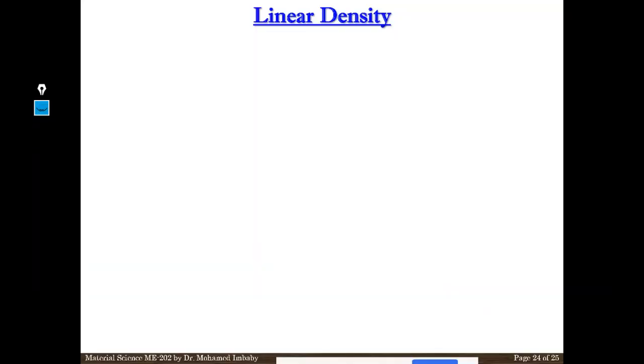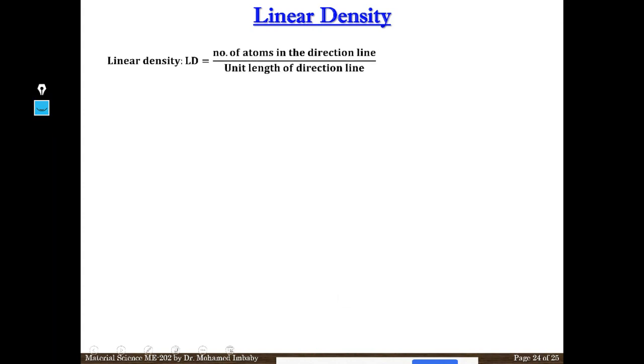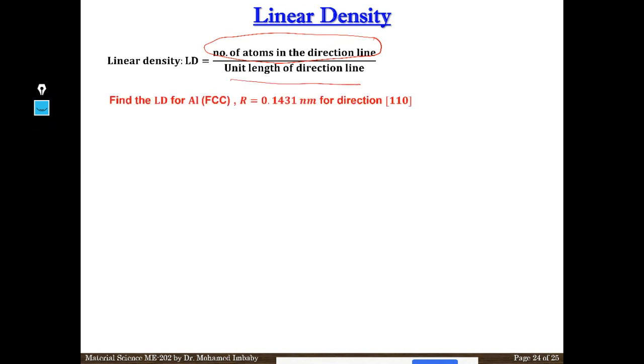Shabab, are you hearing me? Should I continue? Yes, Doctor. Okay, let me go ahead. I'll give you some examples, and I think it's very easy for students to understand. Number of atoms in a certain direction. Of course, I will give you the direction and the unit length of the direction. Just measure what this length is.